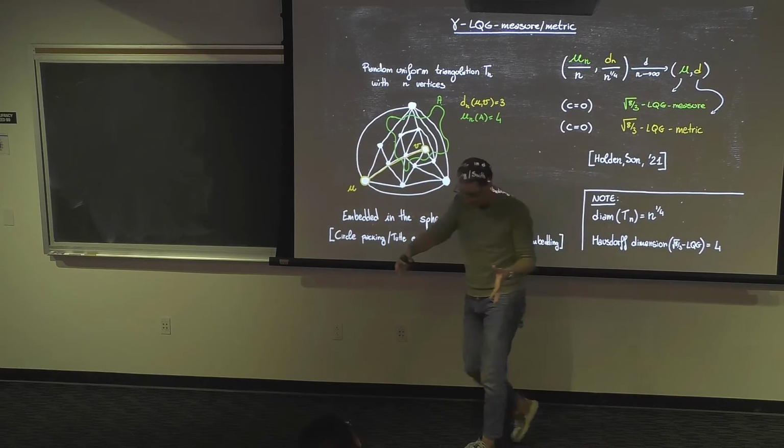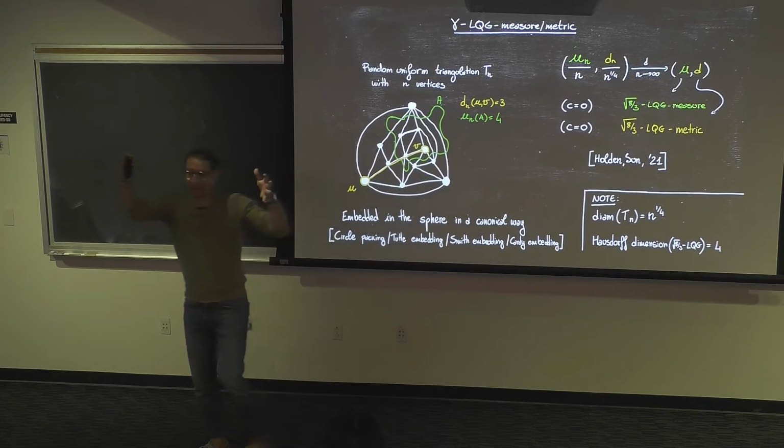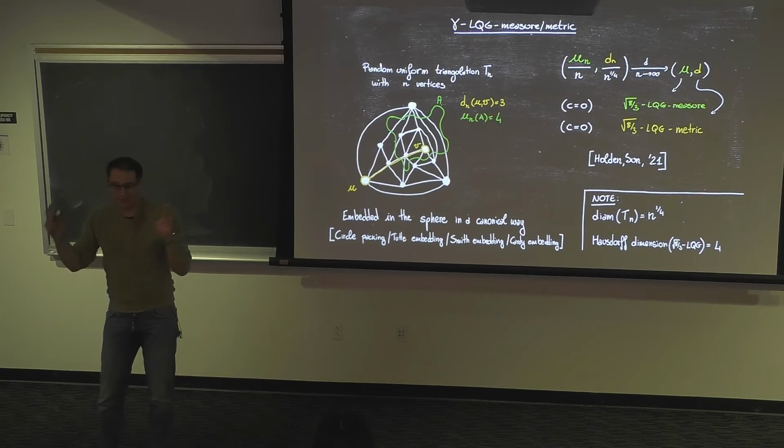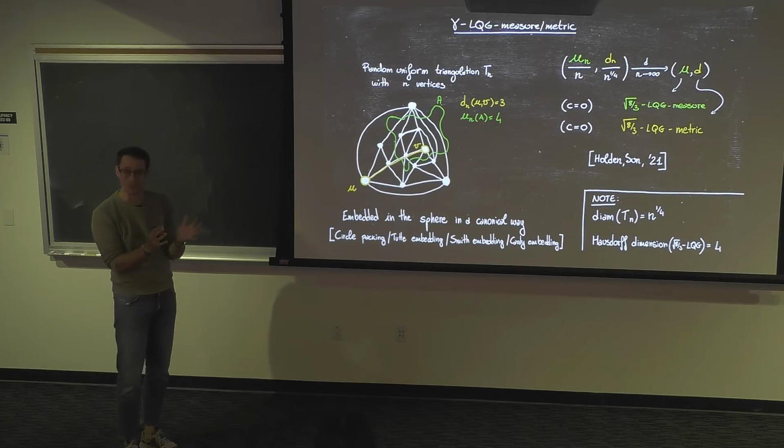So if you take a ball of radius r, you expect r to the 4th points, or a volume of r to the 4th. It's like a 4-dimensional space, but has the topology of the sphere. It's a very fractal space.